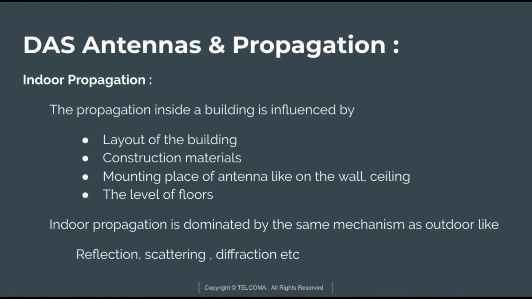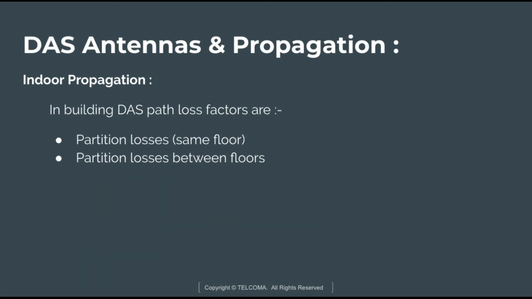Propagation inside a building is influenced by the layout of the building, the construction material, the place where the antenna is mounted, like on a wall or a ceiling, and the floor level of the building. Indoor propagation is dominated by the same mechanisms as outdoor: reflection, scattering and diffraction cause noise or interference and influence the indoor propagation. In building DAS there are path loss factors.